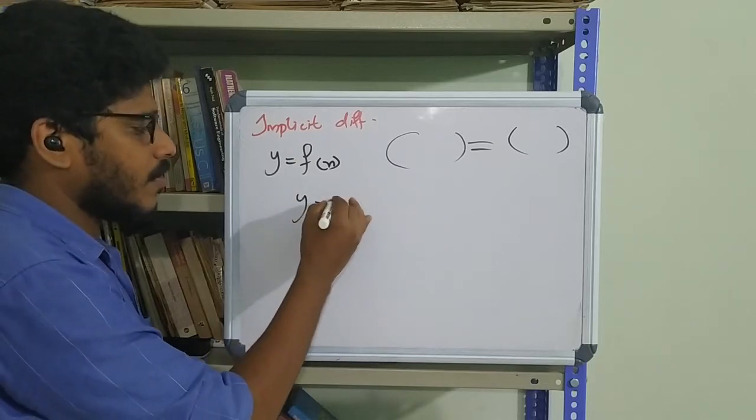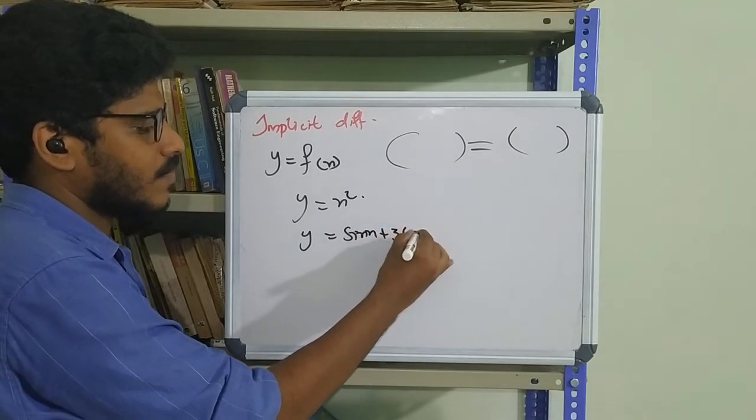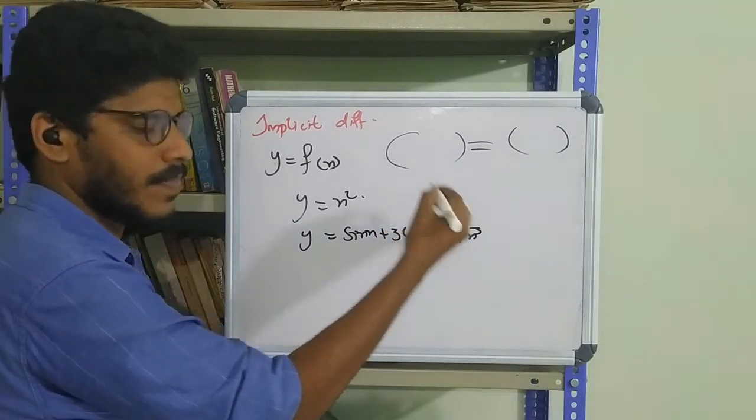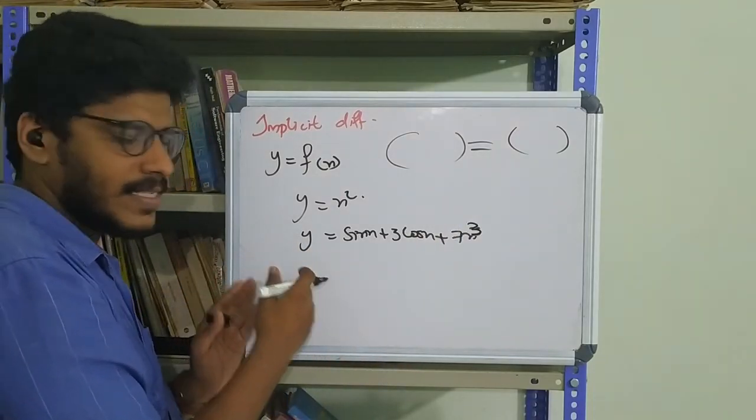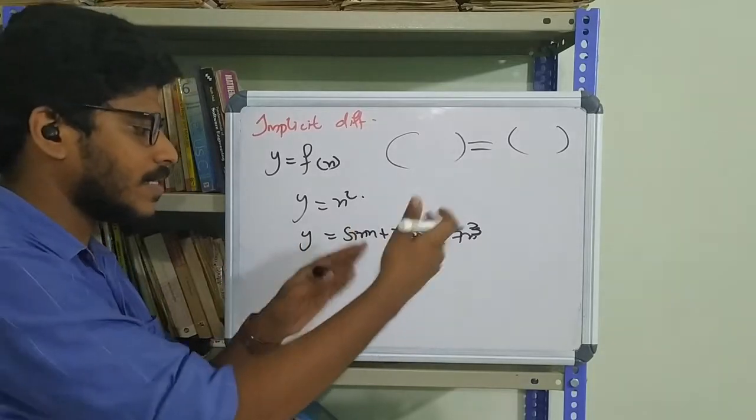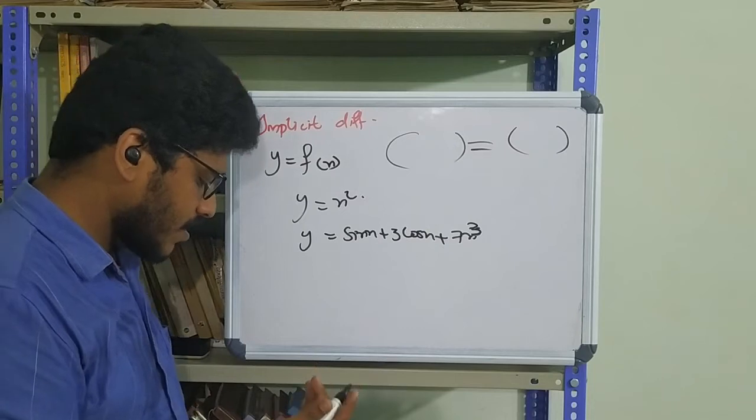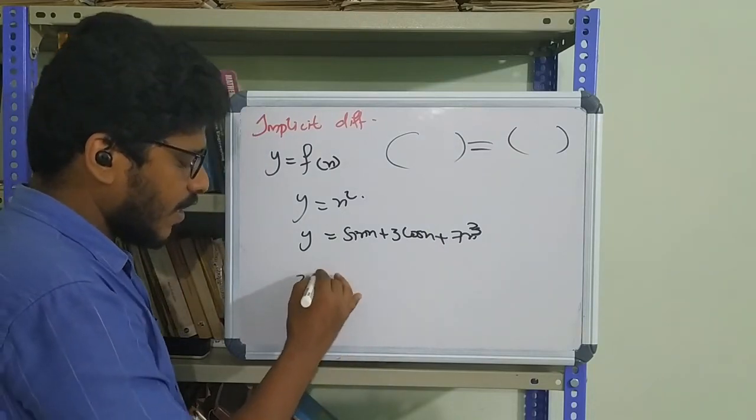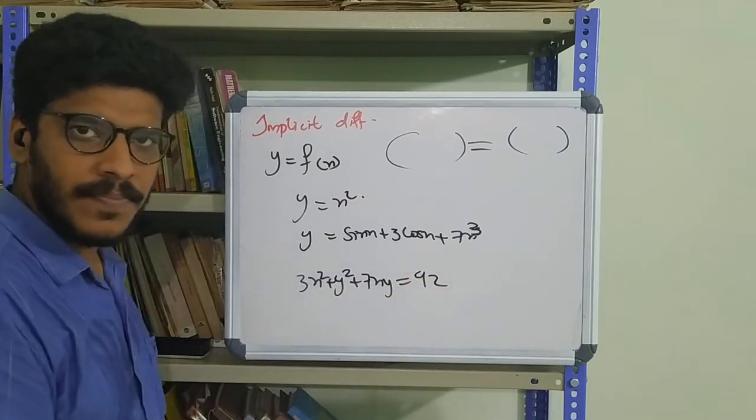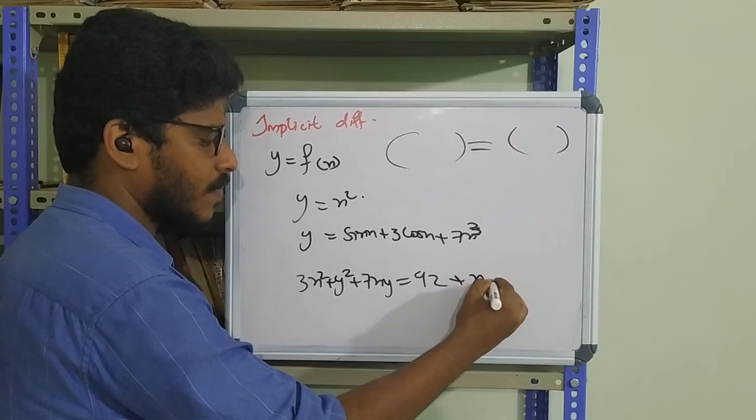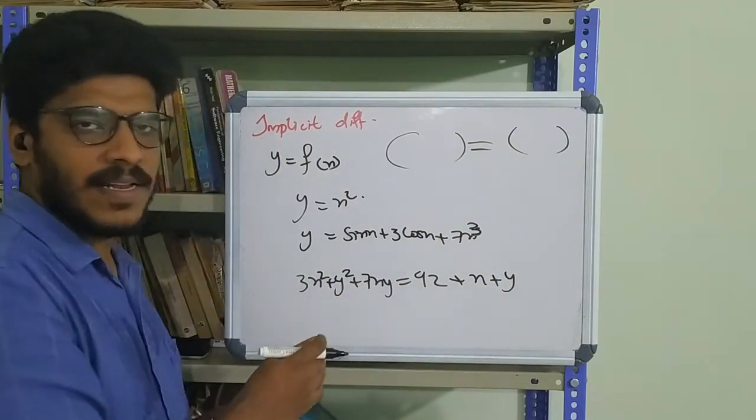As in the case y equal to x square, or y equal to sin x plus 3 cos x plus 7x cube. In all these cases, we have the terms of y on one side and the terms of x on the other side of the equality. But this may not be the case always. We may have functions of the form, say, 3x square plus y square plus 7xy equal to 92, or maybe some x plus y. We can have functions of this form as well.